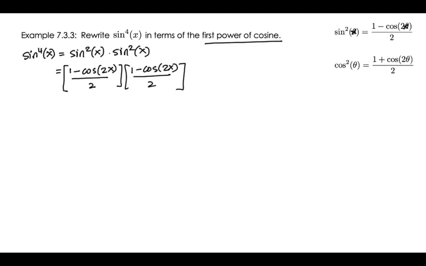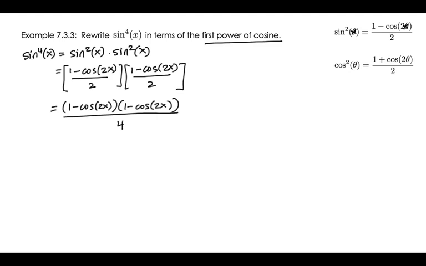All right, but if I actually multiply those fractions together, like I multiply across the top and across the bottom, I'm multiplying 1 minus cosine 2x times 1 minus cosine 2x. And across the bottom, you get a 4.